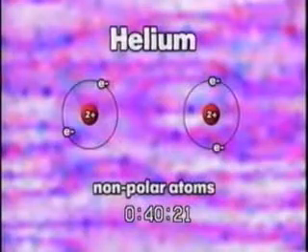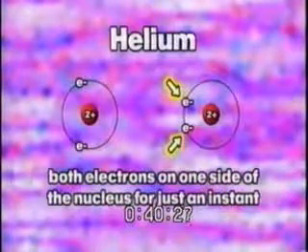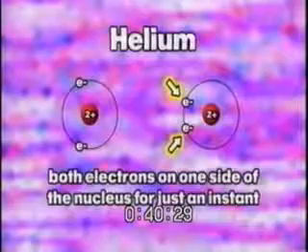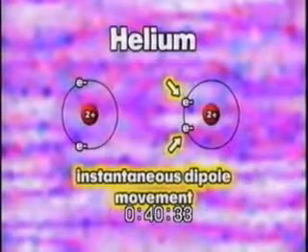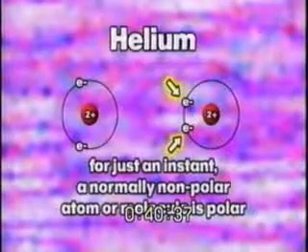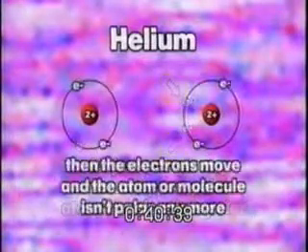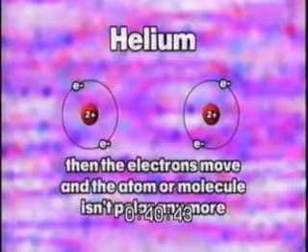Fritz London figured that even nonpolar atoms like helium might sometimes have both their electrons on one side of the nucleus for just an instant. Old Fritz called this coincidence instantaneous dipole movement. For just an instant, a normally nonpolar atom or molecule is polar. Then, of course, the electrons move and the atom or molecule isn't polar anymore.